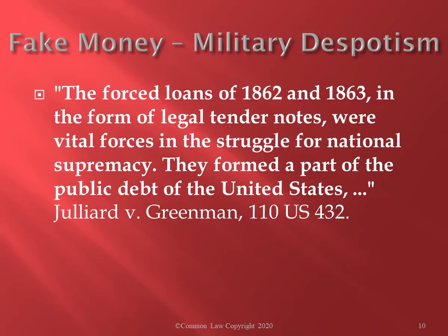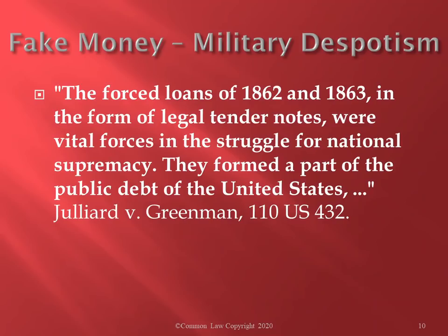This is Juilliard versus Greenman, U.S. Supreme Court, 110 U.S. 432. The forced loans of 1862 and 1863 in the form of legal tender notes were vital forces in the struggle for national supremacy. They formed a part of the public debt of the United States. So, fake money equals military despotism.